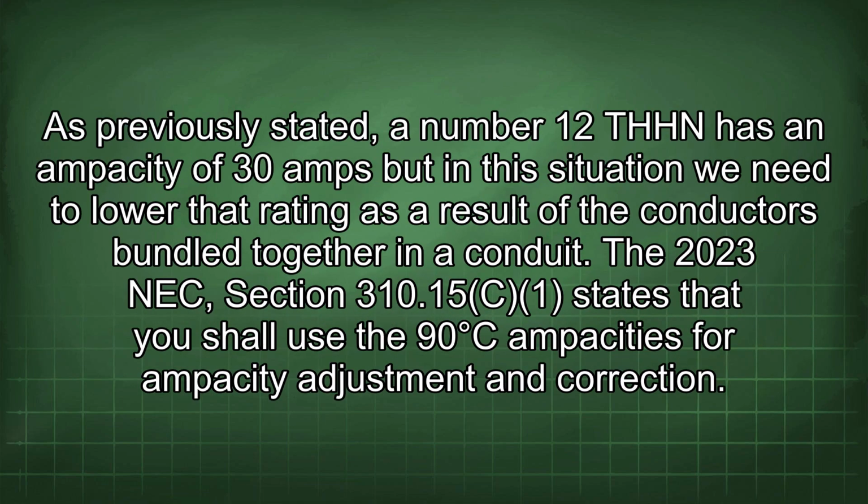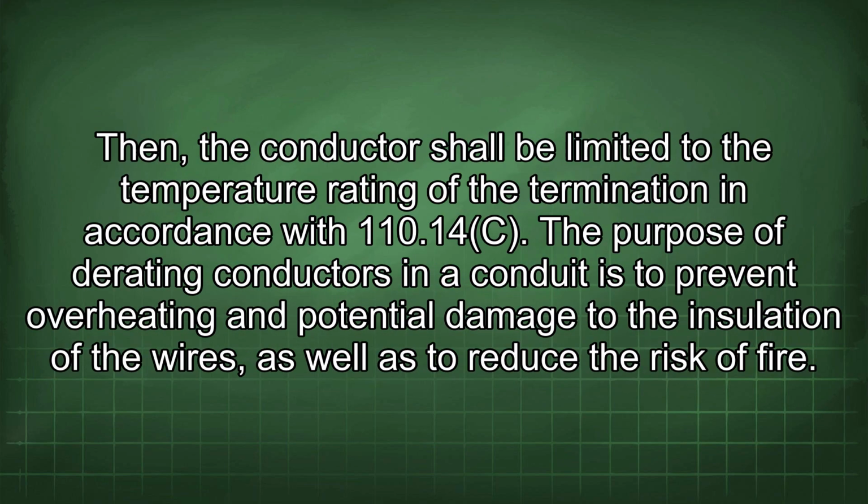As previously stated, a number 12 THHN has an ampacity of 30 amps, but in this situation we need to lower that rating as a result of the conductors bundled together in a conduit. The 2023 NEC section 310.15 states that you shall use the 90°C ampacities for ampacity adjustment and correction. Then, the conductor shall be limited to the temperature rating of the termination in accordance with 110.14(C).